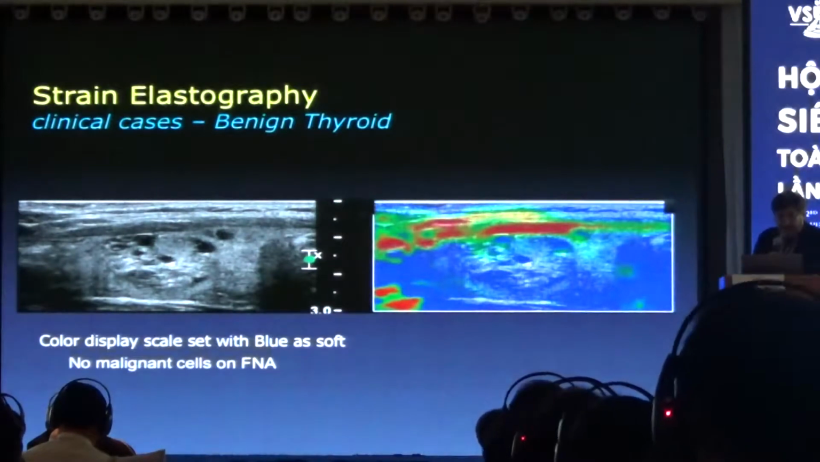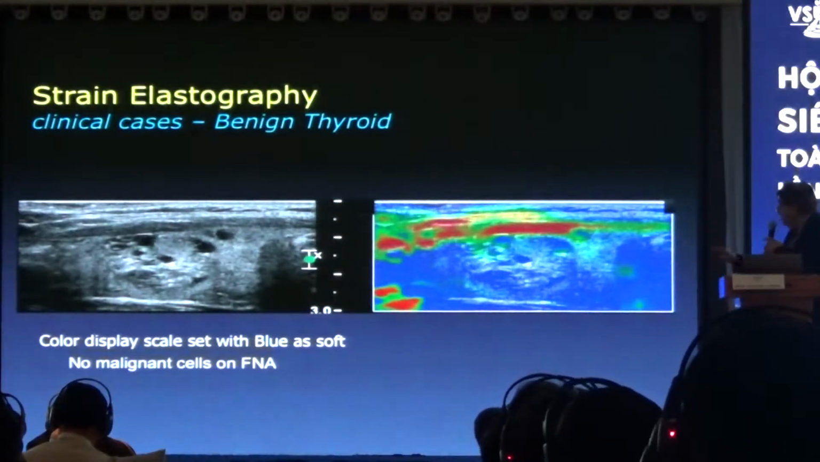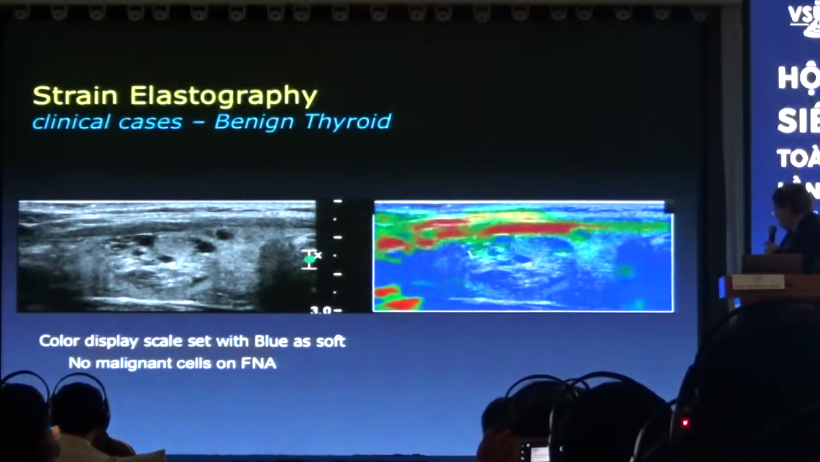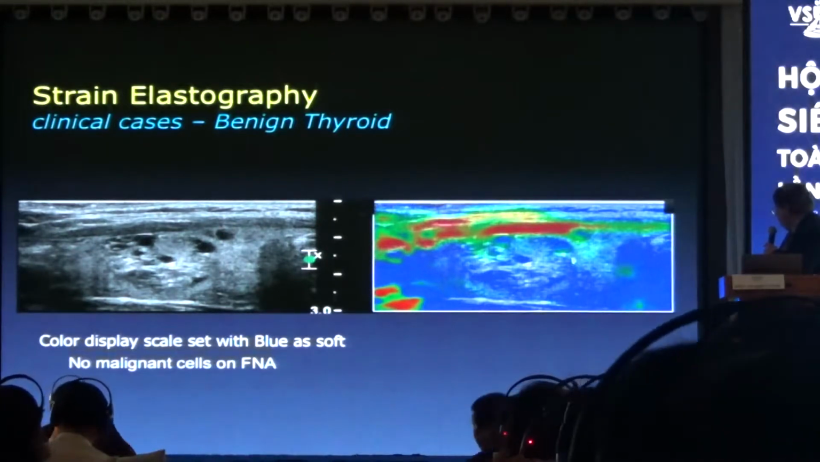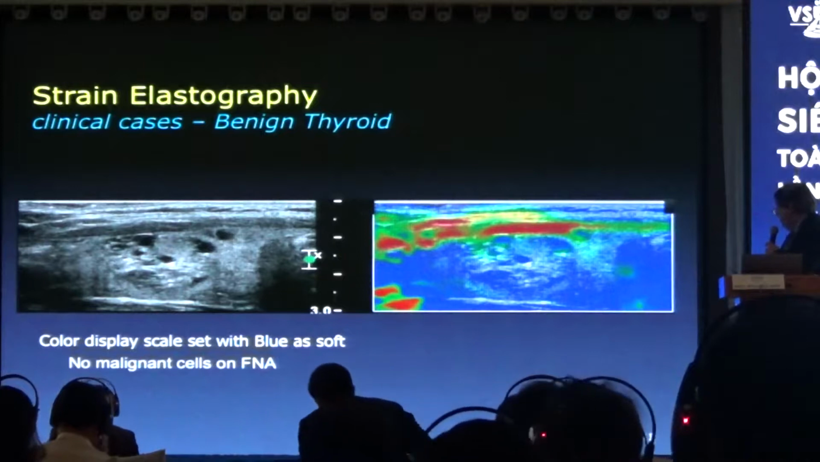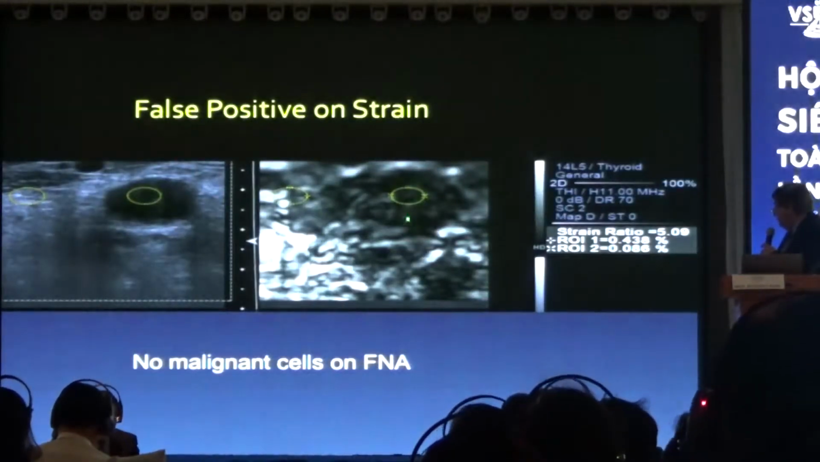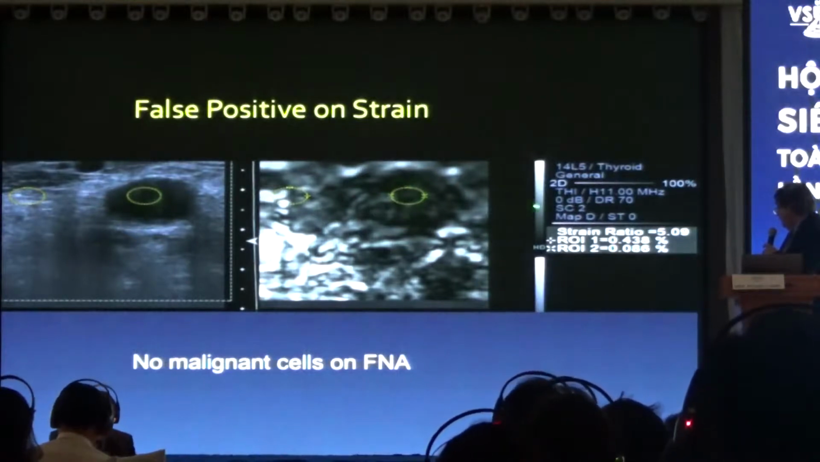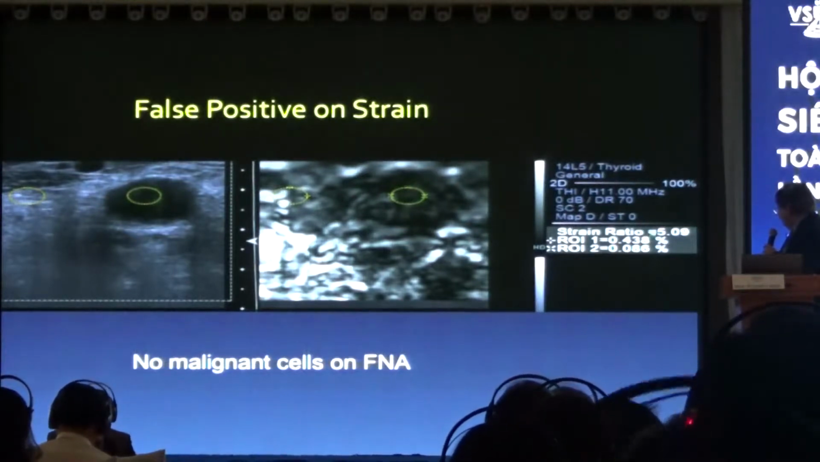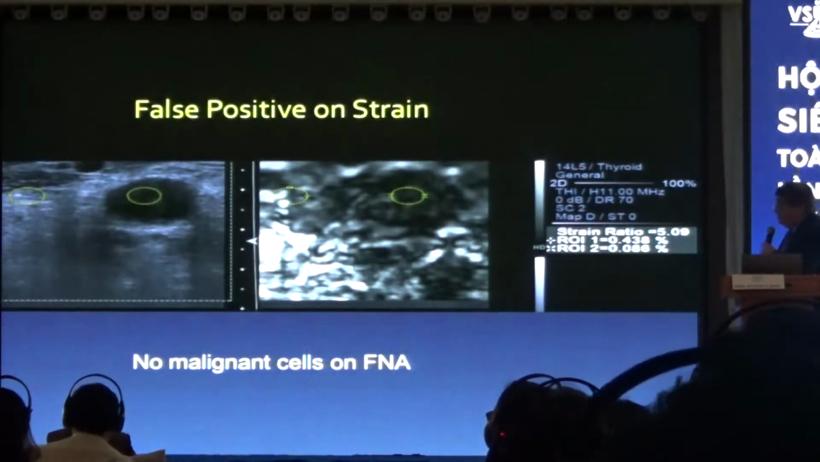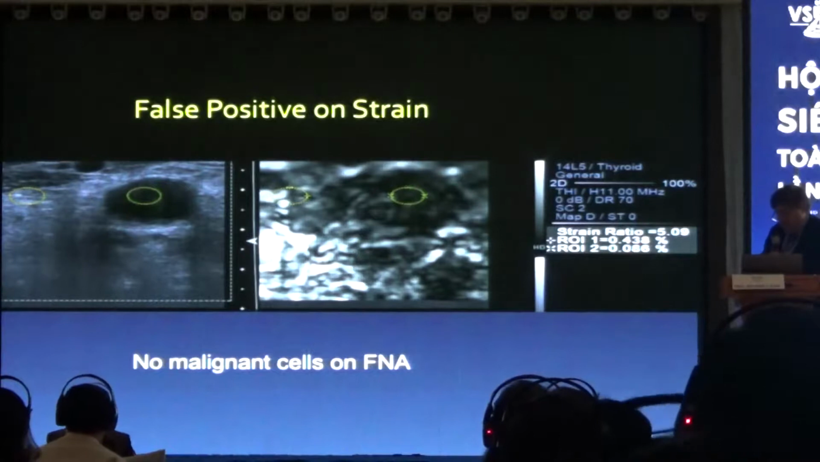So here's some examples. This is actually a strain image, and you can see that the lesion here, blue is soft. The lesion is relatively soft, and this is a benign lesion. Here I'm doing strain ratio, and I'm using black is stiff. And here you can see that the strain ratio was 5, which we would predict as being malignant, but this was not malignant on biopsy.